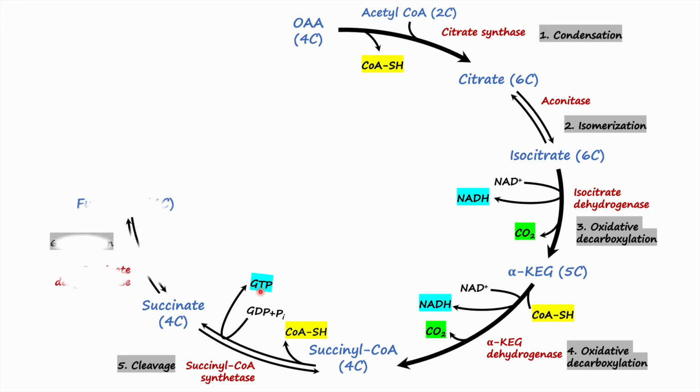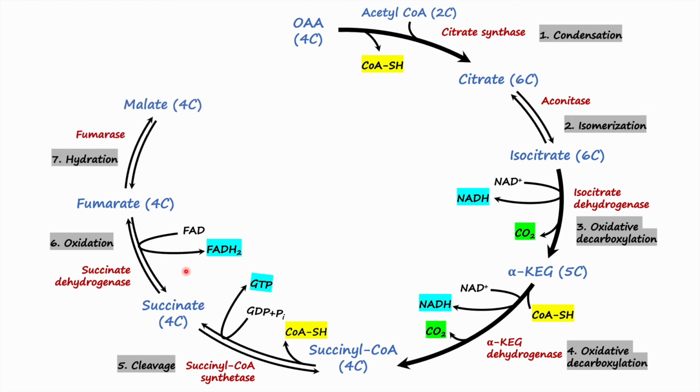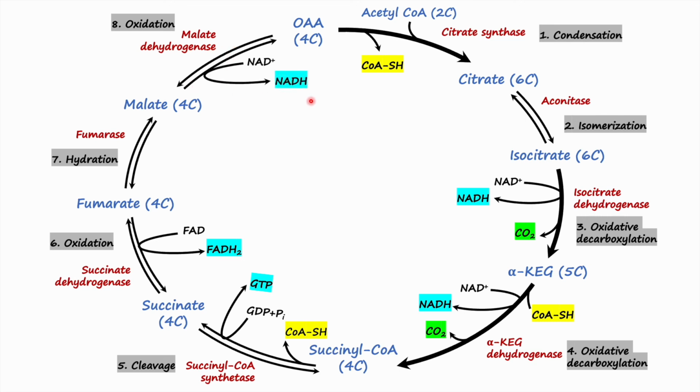Now the sixth reaction of the citric acid cycle is the oxidation of succinate to fumarate with the help of the enzyme succinate dehydrogenase, and since this oxidation reaction releases a small amount of energy, it is sufficient to reduce FAD to FADH2. Now the seventh reaction is the hydration of fumarate to malate with the help of the enzyme fumarase, and the last reaction of the citric acid cycle is the oxidation of malate to oxaloacetate. The enzyme responsible for this reaction is malate dehydrogenase, and this reaction also reduces NAD plus to NADH.